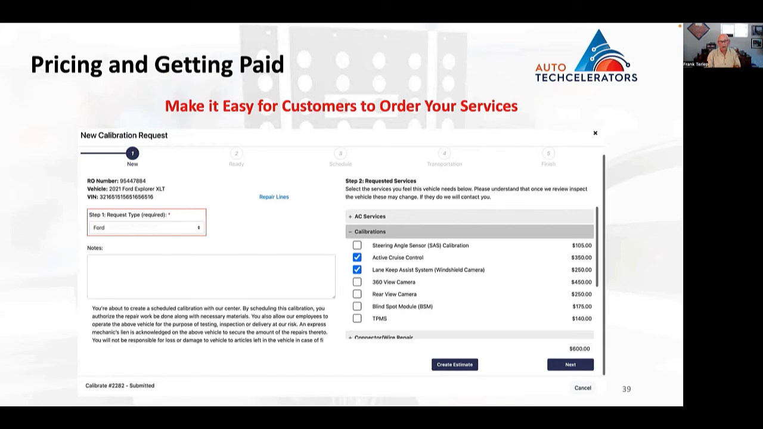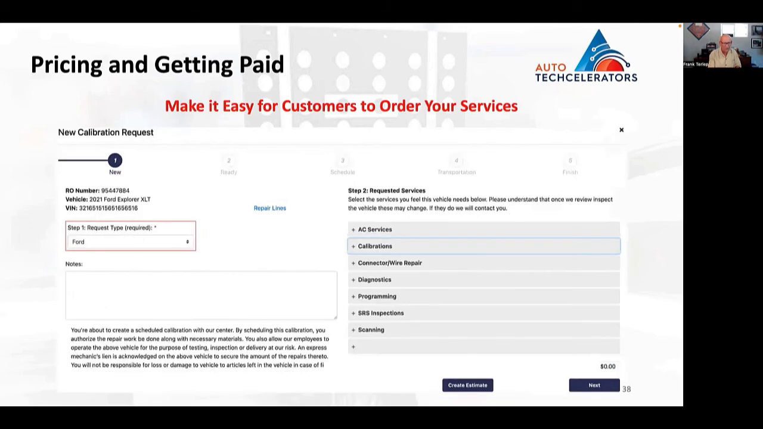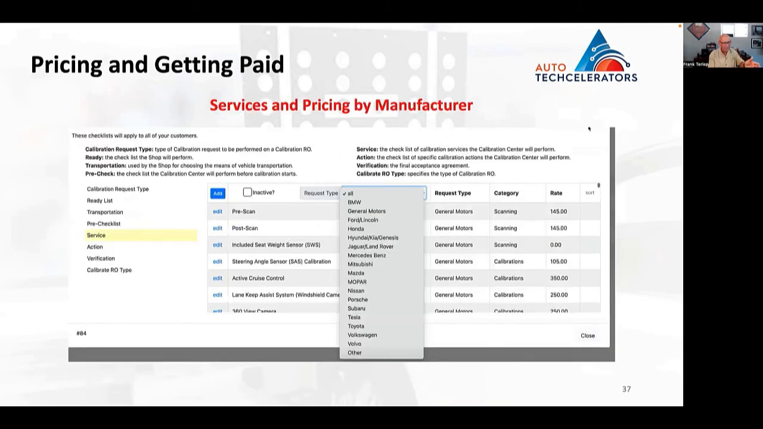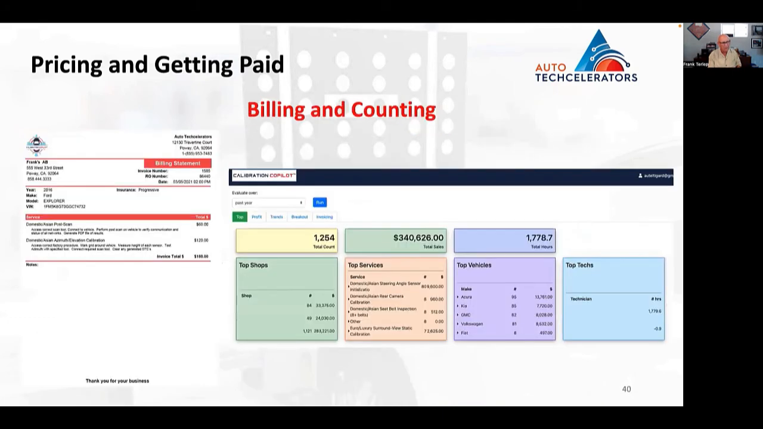So a lot of our customers, what they do is they add a request estimate, and instead of picking one of these, they say request an estimate. The calibration provider gets that estimate and returns it with an authorization for them to approve it. So again, from a pricing perspective, organization, you can organize it by category or by OEM. And again, we believe it's better done by manufacturer.